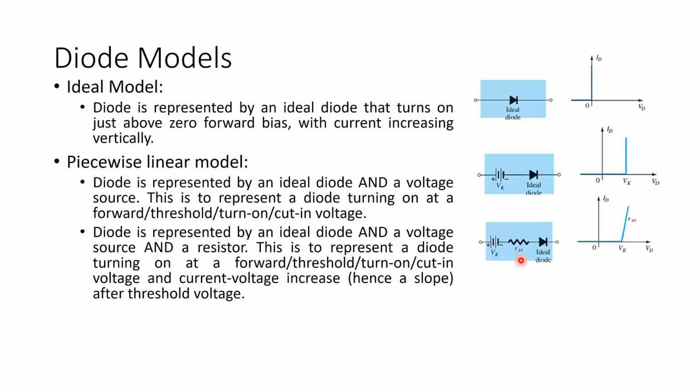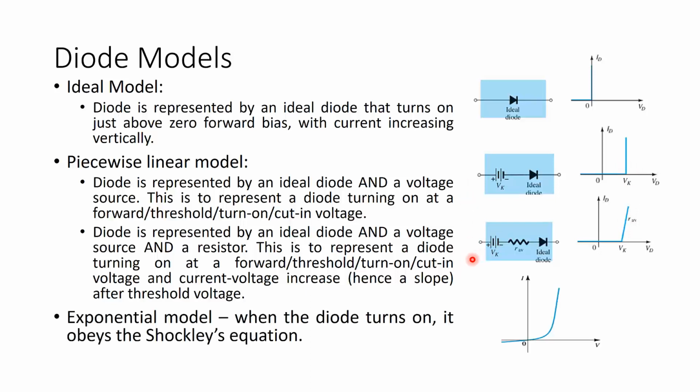Okay, so this represents not only the voltage source that is representing the diode forward voltage, but it also includes a resistor, with the current-voltage increase here, hence a slope after the threshold voltage. So this one is a little bit more realistic, because it's saying that after the forward voltage there is a slope and it is not vertical. Okay, so which one do you use? It depends on what is required in your analysis.